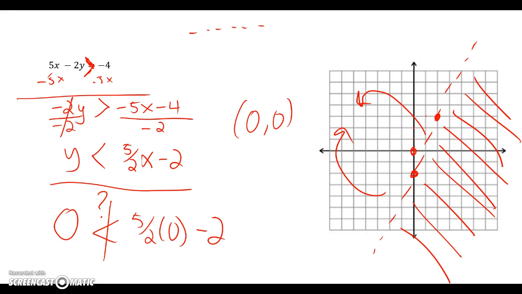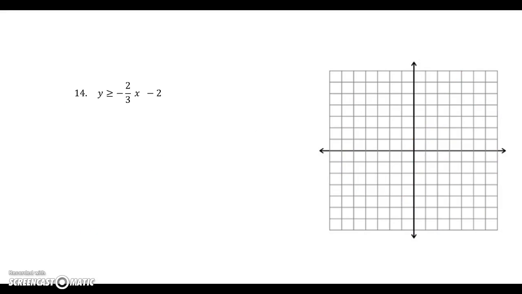All right, one more. Now I have y is greater than or equal to -2/3 x minus 2. It's a greater than or equal to, so it's a solid line, isn't it? And this is already in my y equals mx plus b form. So I'll graph the -2 as my y-intercept, and I'll use my slope, -2/3. So down 2, over 3. Okay, it's a solid line.